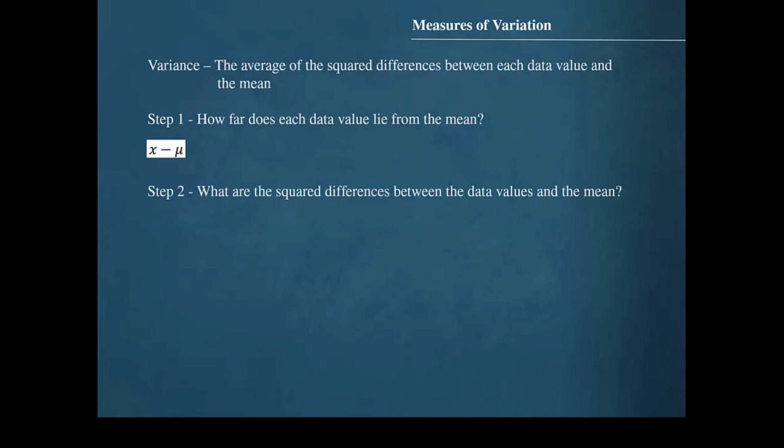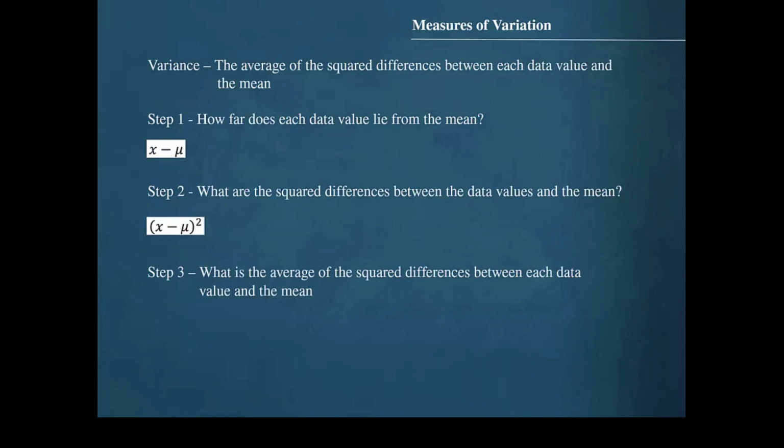Step 2, we will find the squares of the differences between the data values and the mean. That just means we will square each of the values we found in step 1. Step 3, we will find the average of the squared differences between each data value and the mean. So we will add up all of the values we found in step 2, then divide by the size of the population.